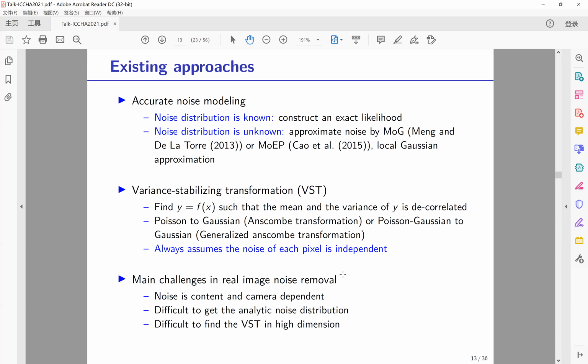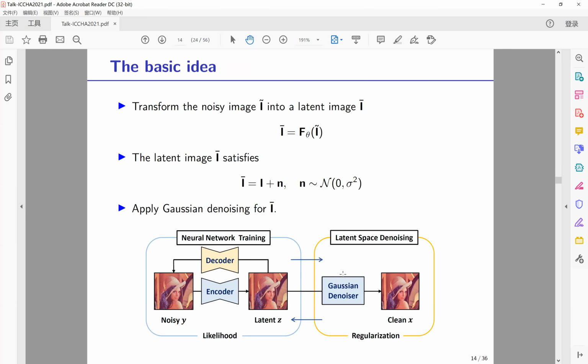First of all, the noise is content and camera dependent. And in fact, we cannot get the accurate noise distribution or find these VST transformations in the high dimensional case. So here we want to use neural networks.